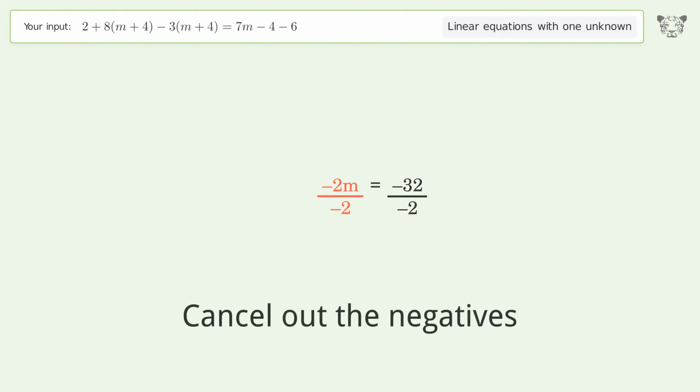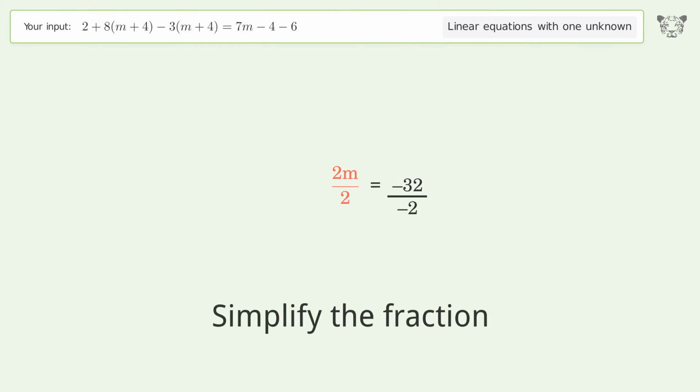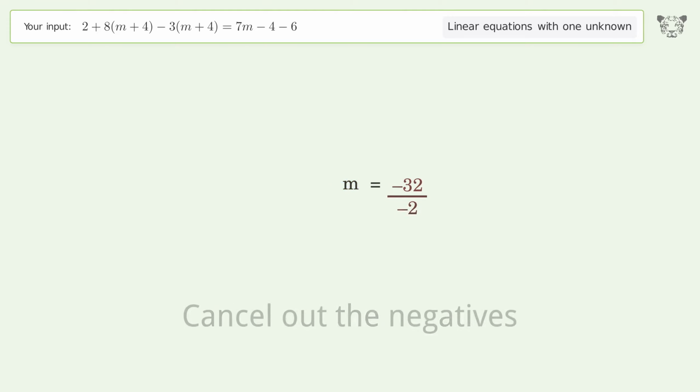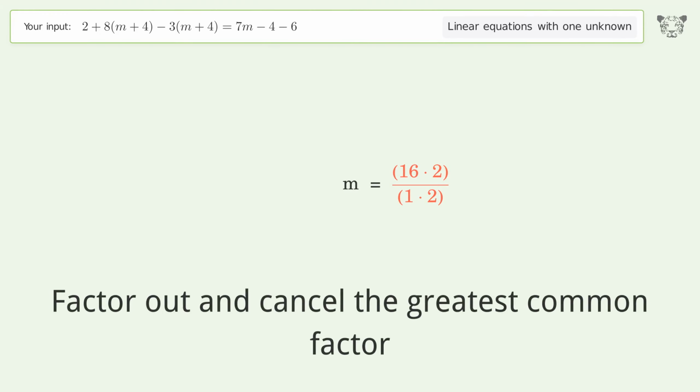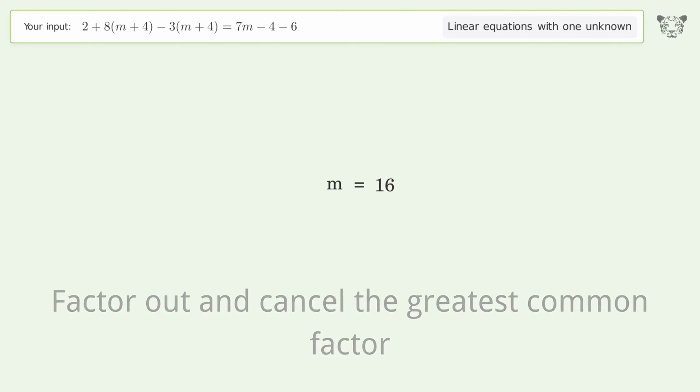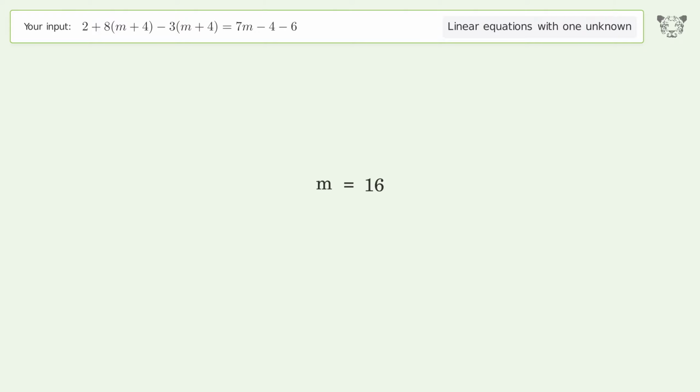Cancel out the negatives. Simplify the fraction. Cancel out the negatives. Find the greatest common factor of the numerator and denominator. Factor out and cancel the greatest common factor. And so the final result is m=16.